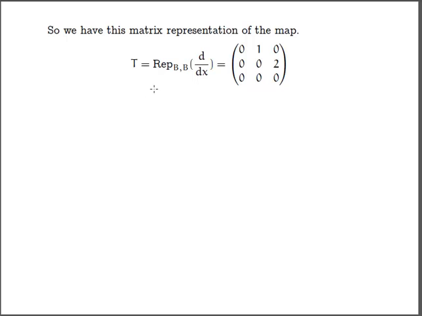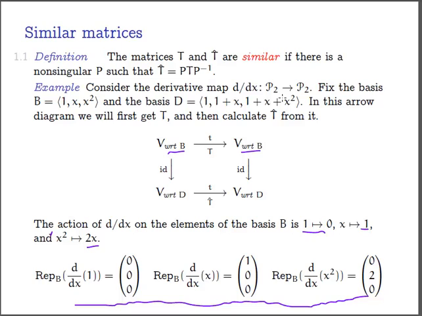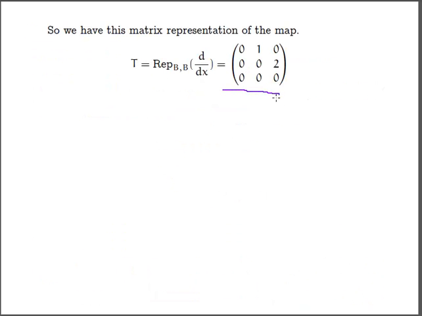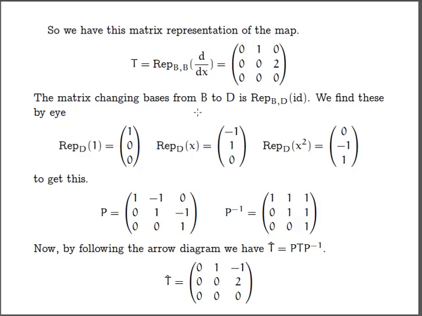The matrix T is the matrix whose columns are the representations of the images of the basis vectors. That's what we did here. We took the basis vectors, we found their images, we represented the images in terms of the same basis, and these columns are exactly the column vectors of the matrix T. All right, now let's see if we can make this work out with T hat.